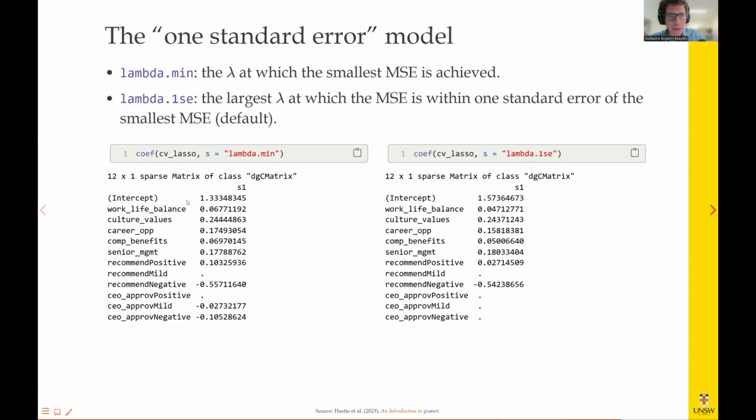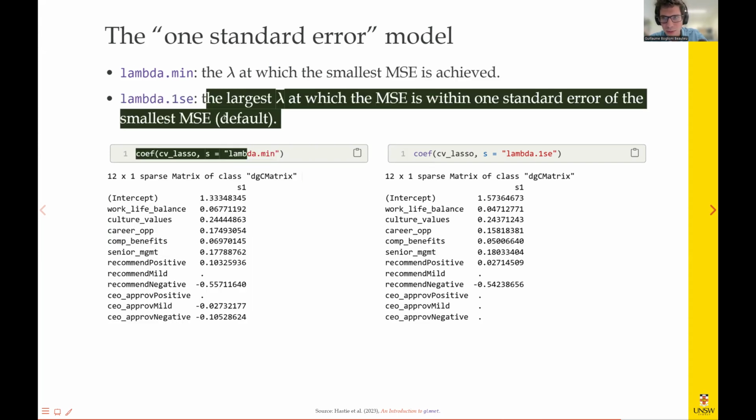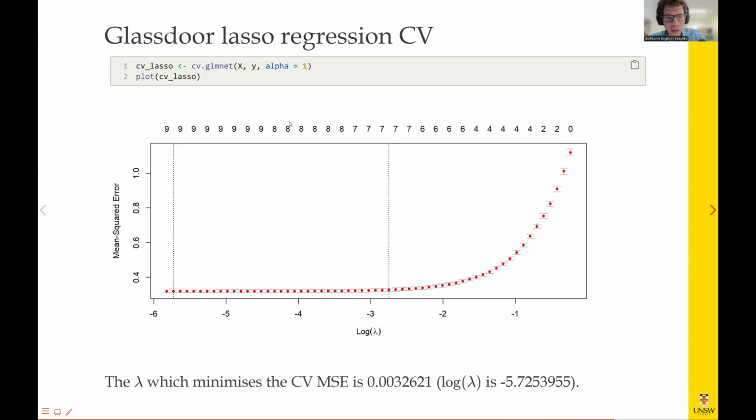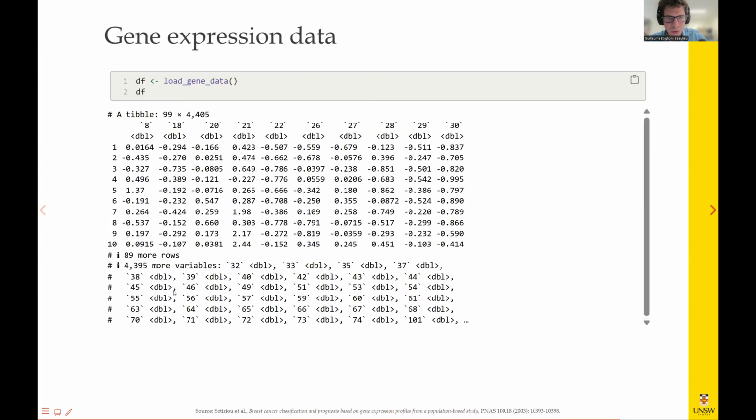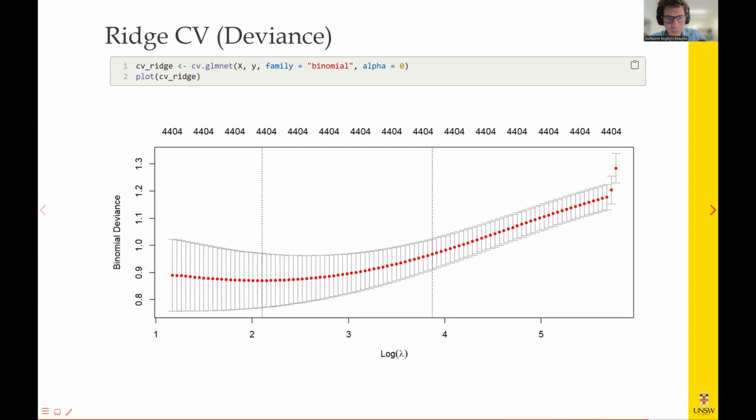But there's also the lambda 1SE, for one standard error, which is the largest lambda at which the MSE is within one standard error of the smallest MSE. So what does it mean? Well, maybe this plot is not the best to see that. Let's go forward here.